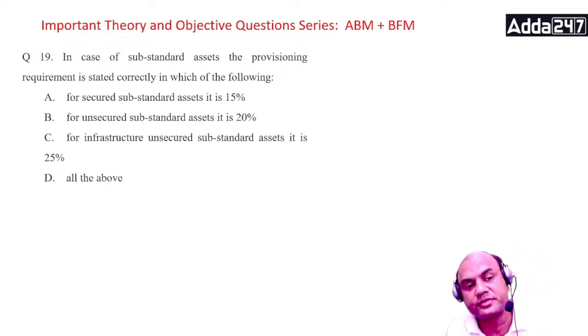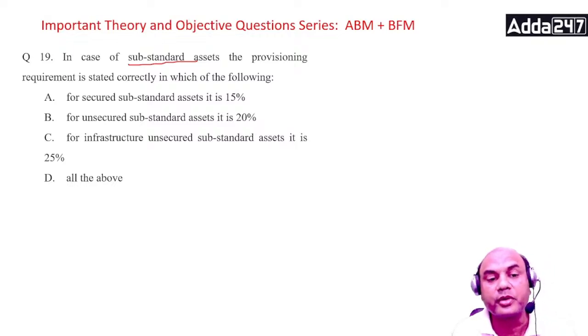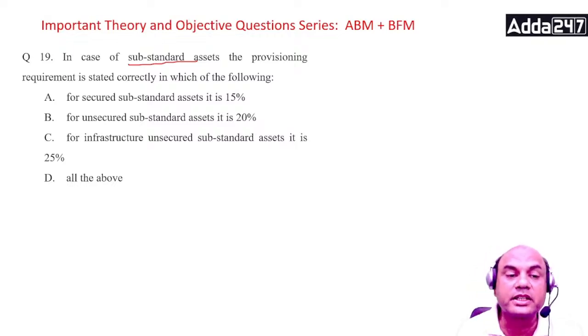Once in 3 years. In case of substandard assets, the provisioning requirement is stated correctly in which of the following? Now we are talking of substandard. Substandard, what was the rule? Now you write in the comment section. For secured substandard assets, it is 15%. For unsecured substandard asset, it is 20%. For infrastructure unsecured substandard asset, it is 25%. And all of the above. Now what do we want? Correctly stated. Which is correctly stated? Now give me the answer.